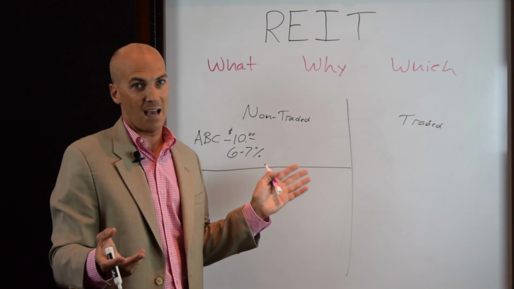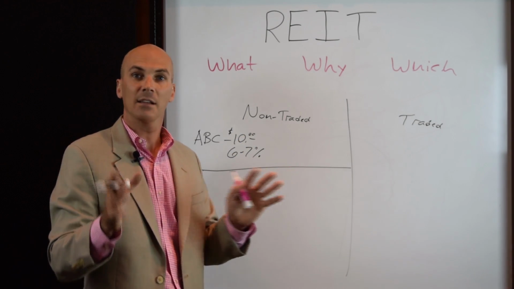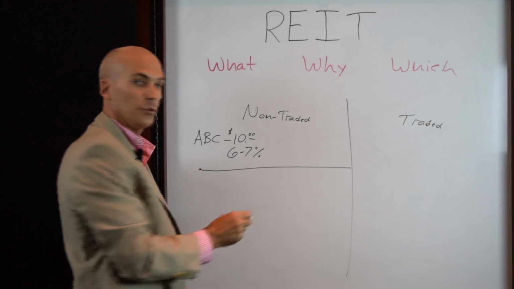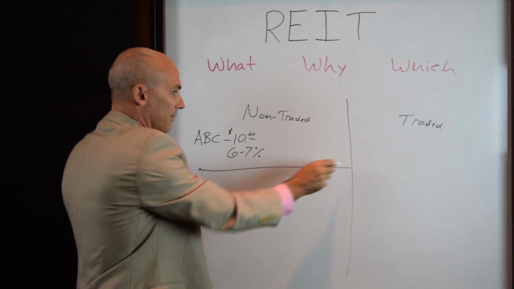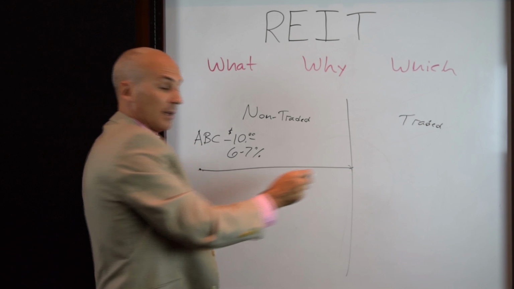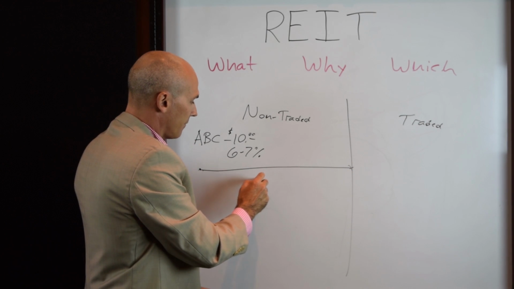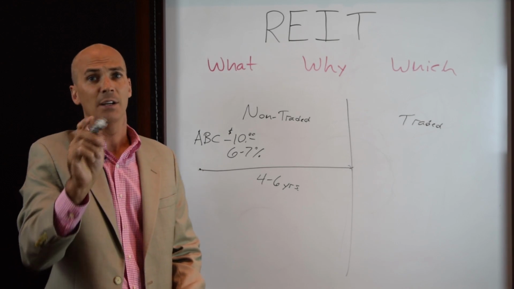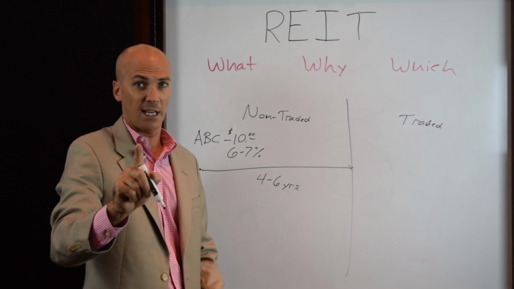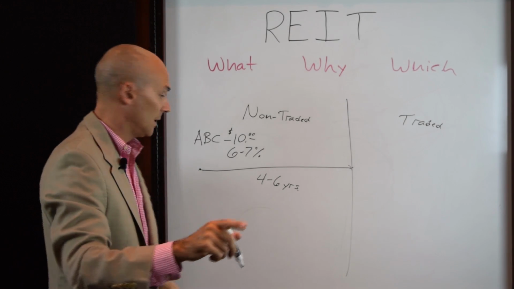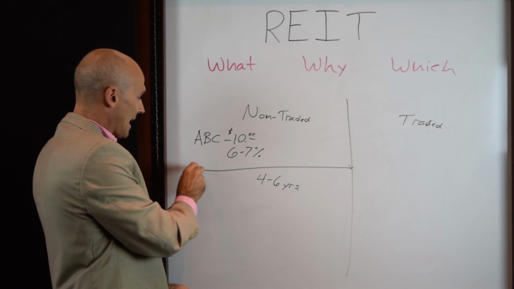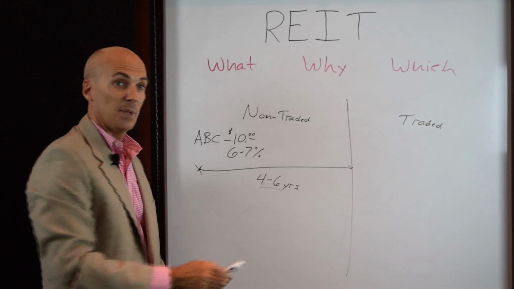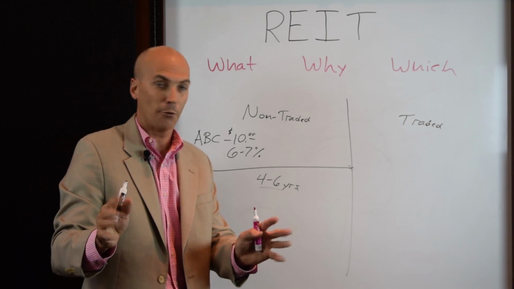What we don't have on the non-traded REIT side is liquidity. Typically, the offering or the hold time from start to finish, or start to liquidity event, may run in the neighborhood of 4 to 6 years. Now, when you invest in a REIT will determine your hold time. For example, if you buy in at the beginning of an offering, the chance that your hold time is going to be longer is much greater.